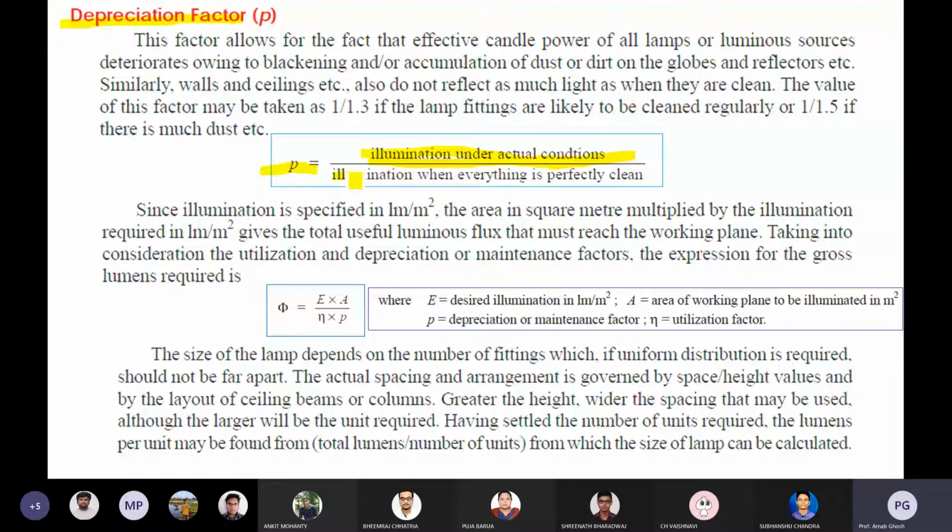So those are the natural conditions. That factor is the ratio between the illumination under actual or natural conditions, when the dust is not cleaned, when it is there, and the illumination when everything is perfectly clean, meaning how many lumen per meter square is coming from your system. Since you are making a ratio, the maximum value can be 1.